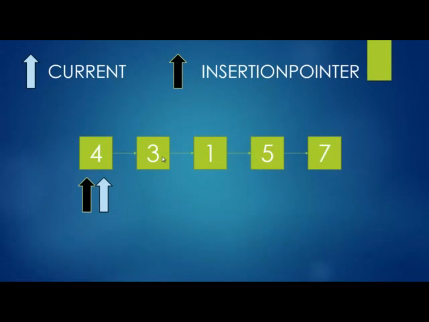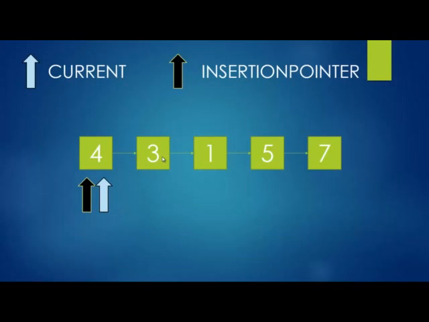So here I have two pointers. There is current and there is a pointer called insertion pointer. Now the insertion pointer starts from the head and goes one before the current, and the current basically goes through the entire list one element at a time. So first, current and insertion pointer are pointing to the same element, that is the head. In this case, the head is 4.